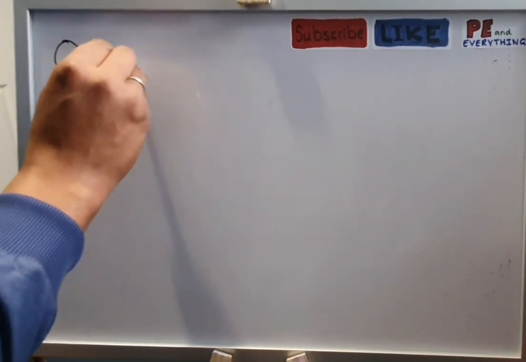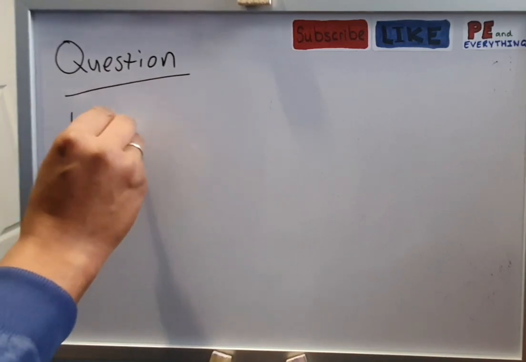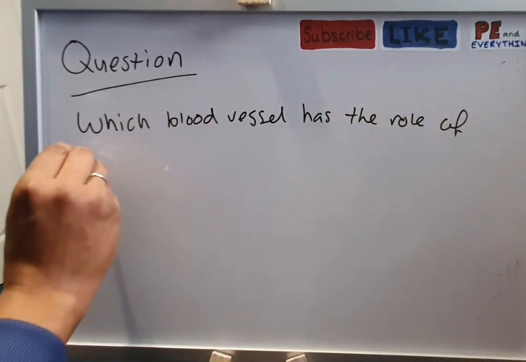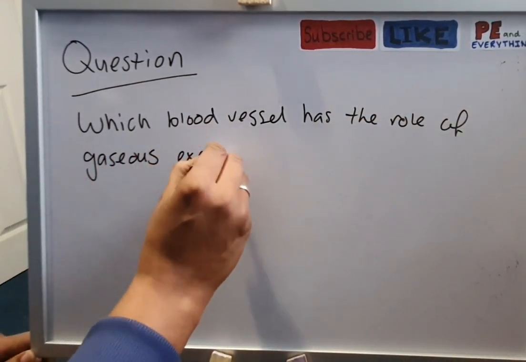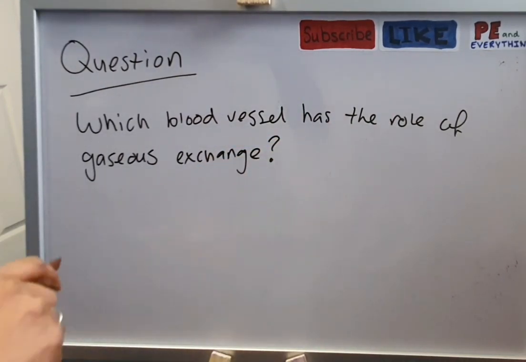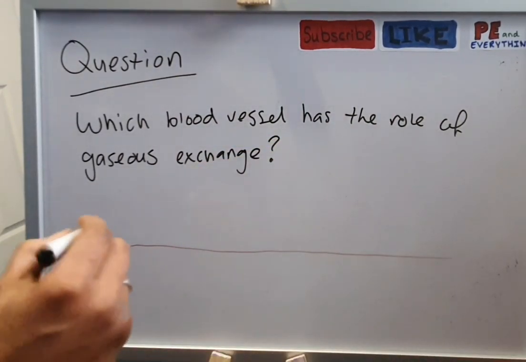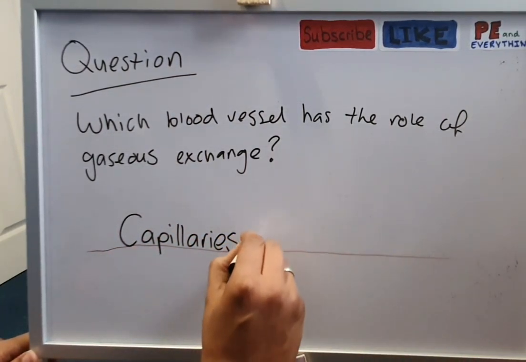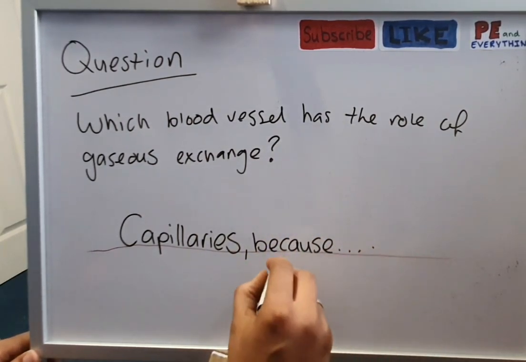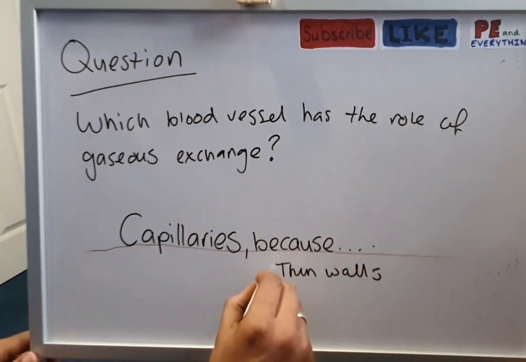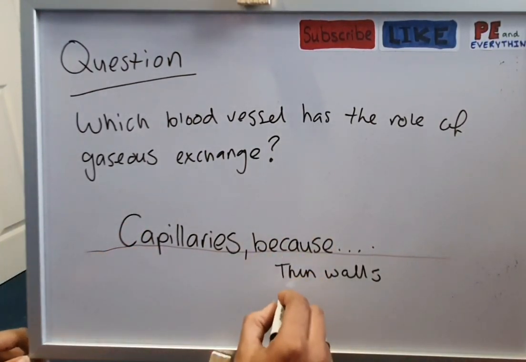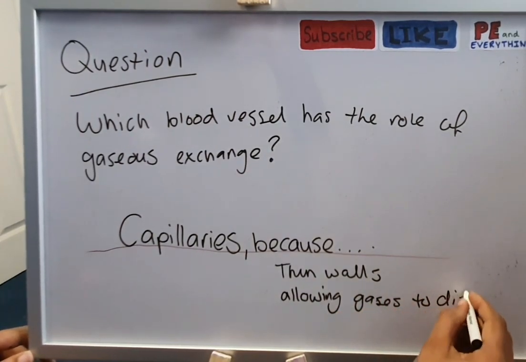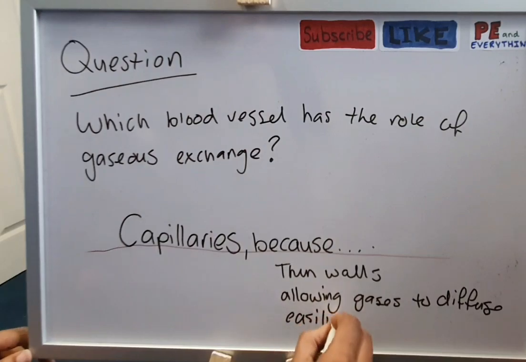So if we give ourselves a little cheeky question, the question would be, which blood vessel has the role of gaseous exchange? Capillaries. Yeah, we know it's capillaries. Why is it capillaries? Because the walls are very, very thin, as we have discussed in this video, and that allows the gases to diffuse easily.